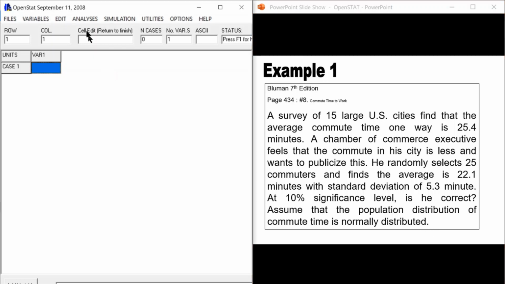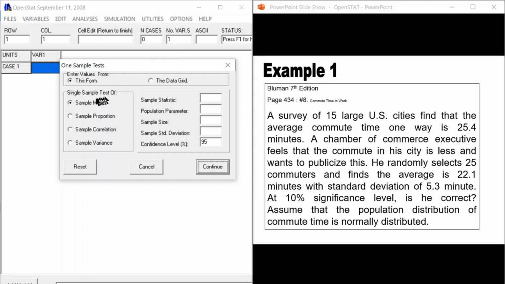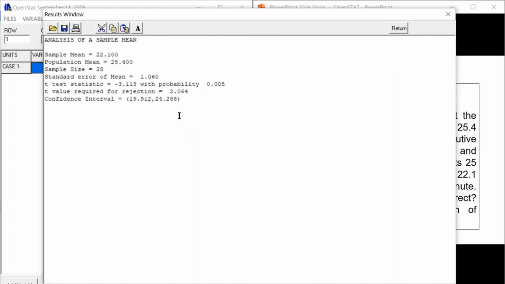On OpenStat, choose analysis, choose comparison, choose single sample test, choose this form, choose sample mean, go to sample statistics, which is 22.1, sample size is 25, sample standard deviation, which is 5.3, population parameter 25.4. That will be the null hypothesis. Click on continue. That will be the result.